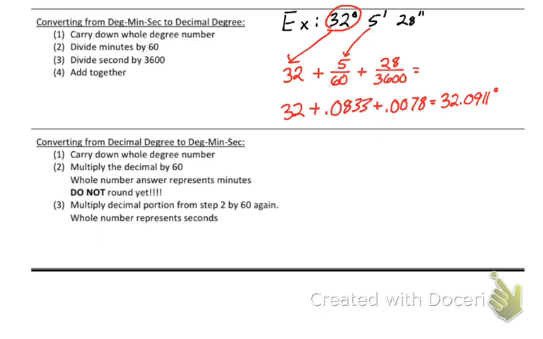All right, converting a decimal to degree minute seconds. Our example is going to be a fun one. 56.735 degrees.